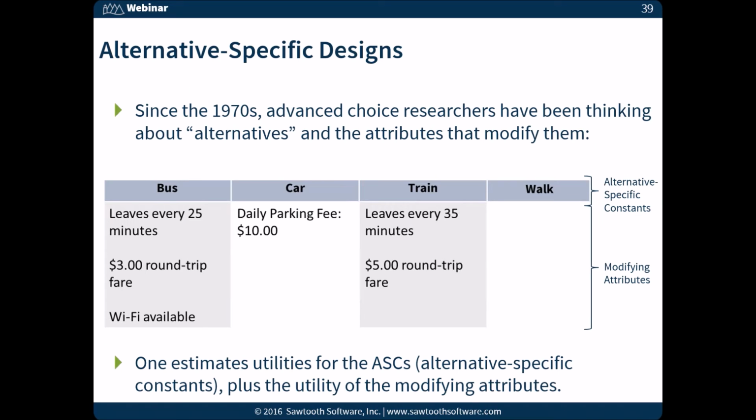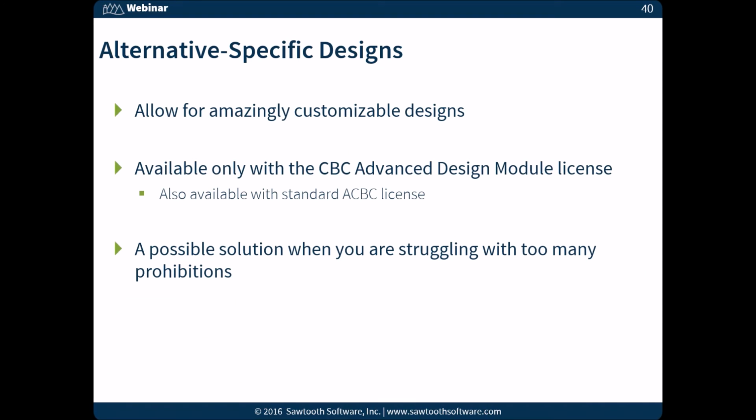And the great part about using alternative specific designs is that you get to estimate not only the utilities for those alternative specific constants, but you'll also get estimates for the modifying attributes as well. And by doing this, we can come up with these amazingly customizable designs. The stuff that you can do with alternative specific is pretty cool. I will say it's only available in Sawtooth Software Lighthouse Studio if you have the CBC Advanced Design Module license, or if you have a standard ACBC license. The standard CBC license will not allow for alternative specific designs.